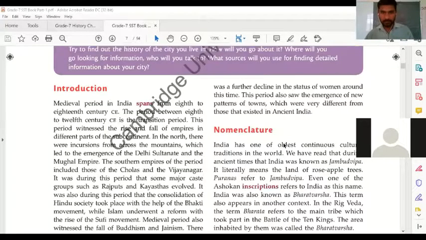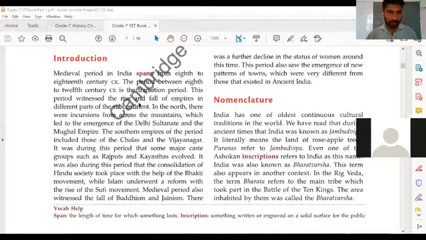Now here you can see your book. In the introduction it is explained from which year the medieval period starts and which rulers or dynasties ruled during this period. But before that, we will discuss the nomenclature of our country. Nomenclature means the name of our country, how India has been called by different names in the past.